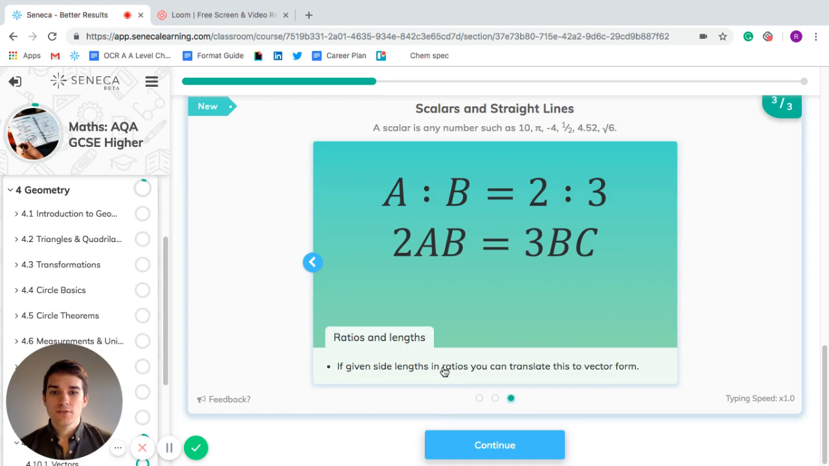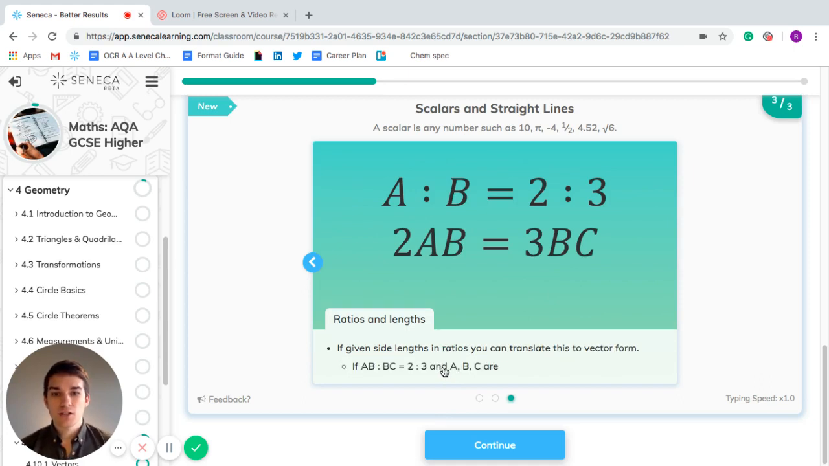So if you're given side lengths in ratios, you can use it to translate into vector form. So the ratio of AB to BC in this situation would be 2 to 3, and A, B, and C are in a straight line if the numbers are a multiple of each other. So here we've got 2AB is equal to 3BC. It's going to be the same direction, it's just that it's going to be different lengths in each situation.